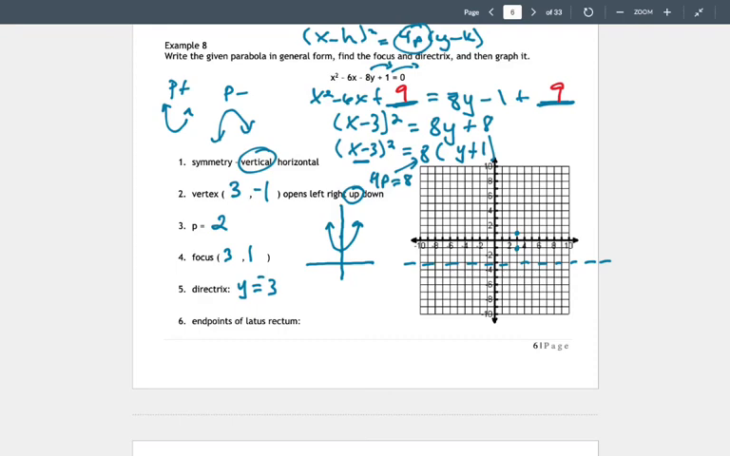All right, now my latus rectum is going to be 8 units long because that's what 4p is, and so I'm going to go half of that on each side of the focus. So I'll go 4 to the right. Right there is one endpoint. And there's the other endpoint. So this is my parabola graph. Those endpoints are at -1, 1, and 7, 1. And that's it for that one.